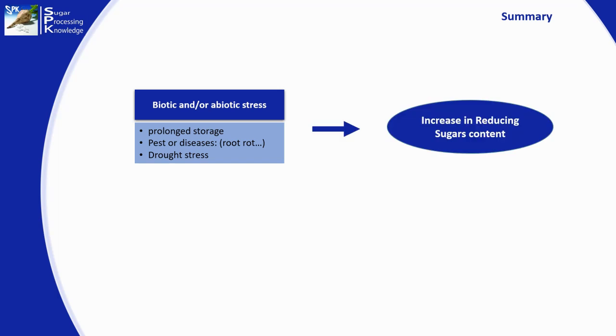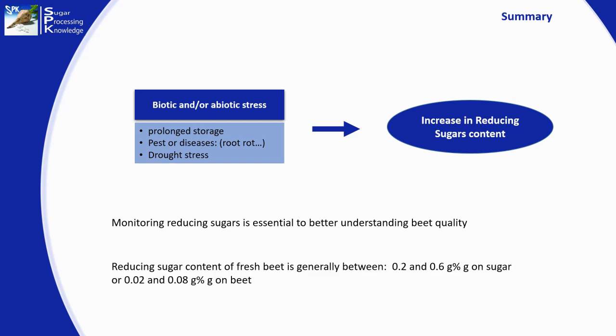Thus, monitoring reducing sugars is essential to better determine the beet technological quality. This is why the systematic analysis of beet reducing sugars content at the beet reception laboratory will help detect the incriminated plots in case of an abnormal increase, diagnose the reasons for this increase, and thus take the necessary measures for a possible correction. I would like to remind you that the normal total reducing sugar content of fresh beet is generally between 0.2 and 0.6 grams of sugar or 0.02 and 0.08 grams of beet.